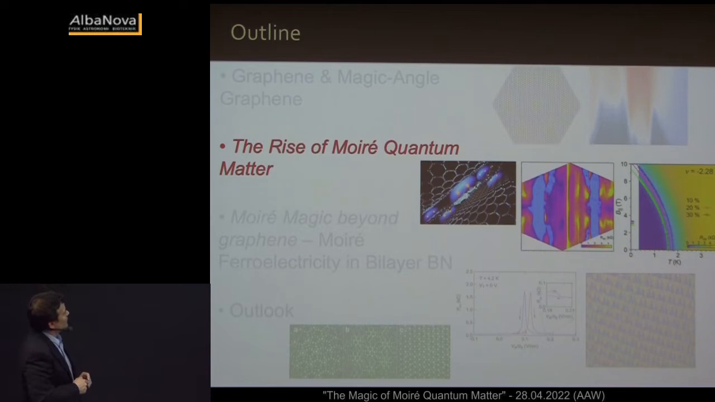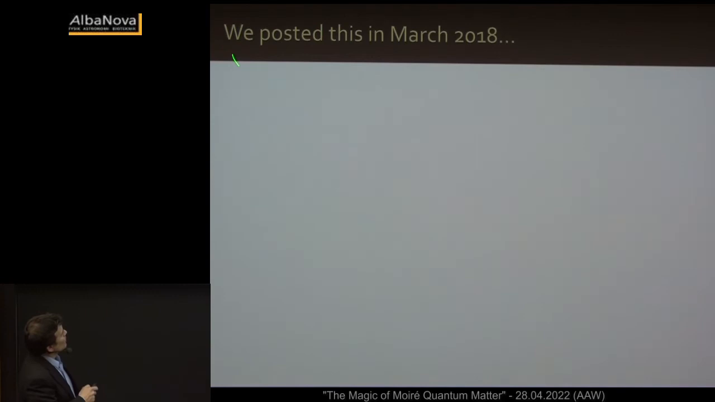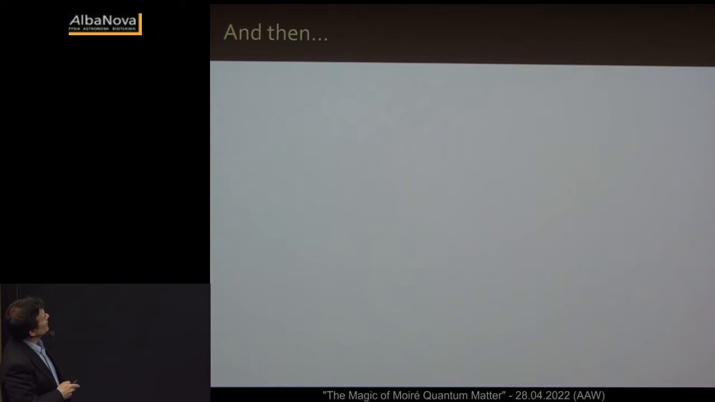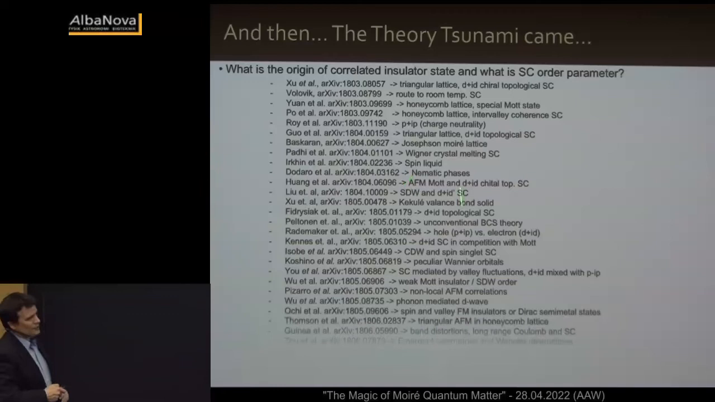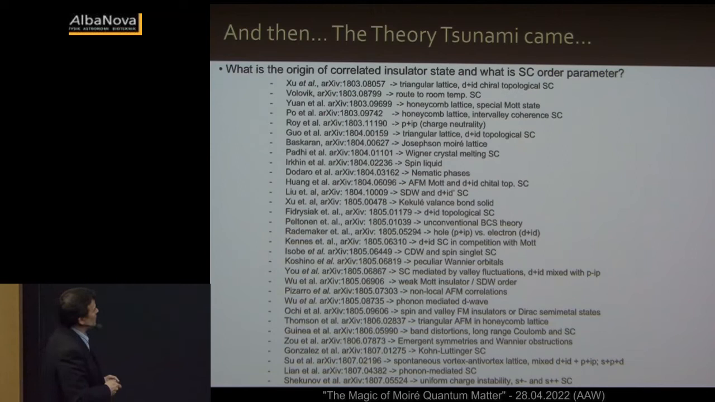Let me tell you a little bit about it and the development since we announced our discovery. We announced this at the APS March meeting in 2018, and we posted the paper the same week that we announced it. And then what I call the theory tsunami came. This is just a short list of the papers that appeared within weeks of our discovery. By now, this list has actually several thousand papers. People were trying to answer this question: what is the origin of the correlated insulator state and what is the superconducting order parameter?